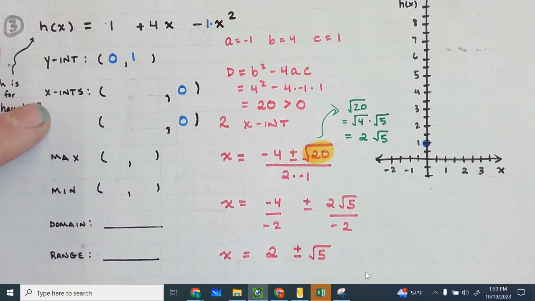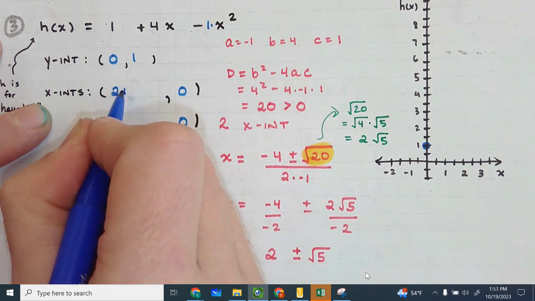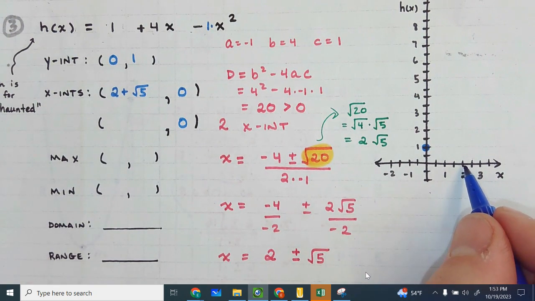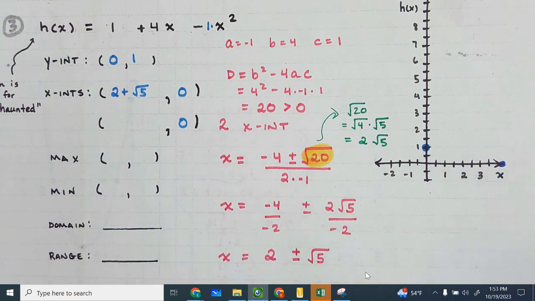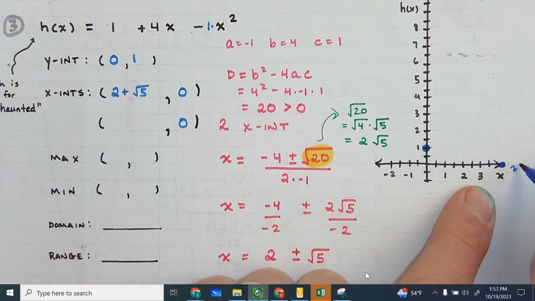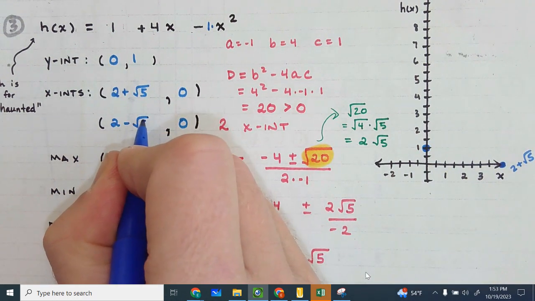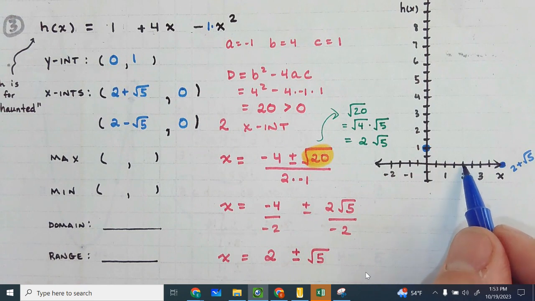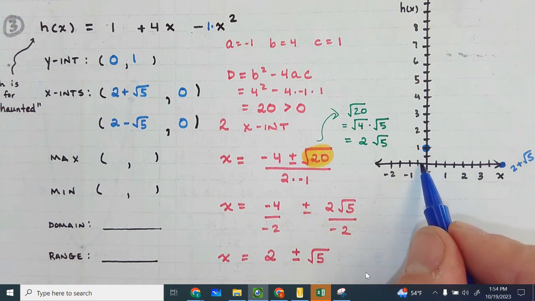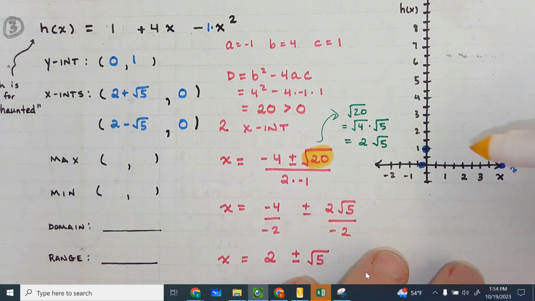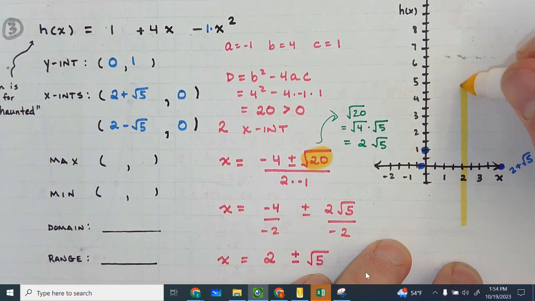So our x-intercepts will be at 2 plus the square root of 5, which would be, let's see, here's 2. The square root of 5 is a little bit bigger than 2, so it'd be kind of over here. There's 2 plus roots of 5. And then our other one would be at 2 minus roots of 5. So now we're at 2, take away a little more than 2, so that would put you right here. We can see that the number that's halfway between these values is 2.